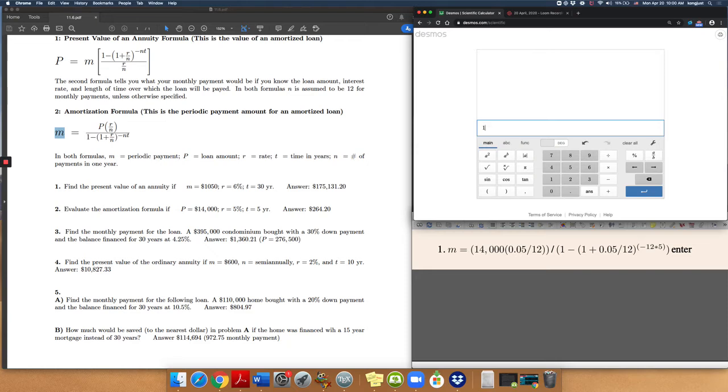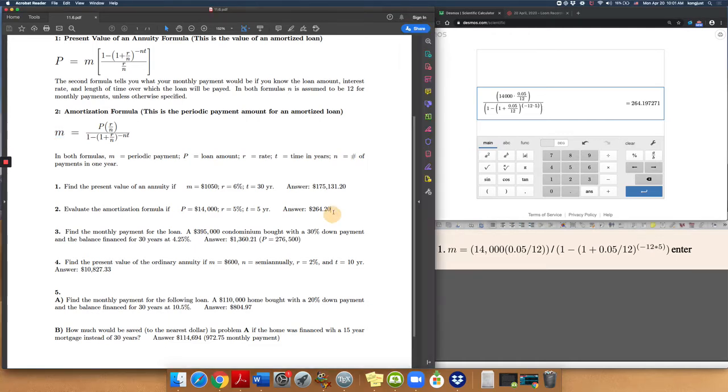14,000. Let's keep it in parentheses. 14,000 times 0.05 divided by 12. Close. Divide by new parentheses 1 minus parentheses 1 plus 0.05 divided by 12. Exponent negative 12 times 5. Close. Oops. Typo here. Okay. Negative 12 times 5. And I get $264.20 to the nearest cent. So that matches what I was supposed to get here.